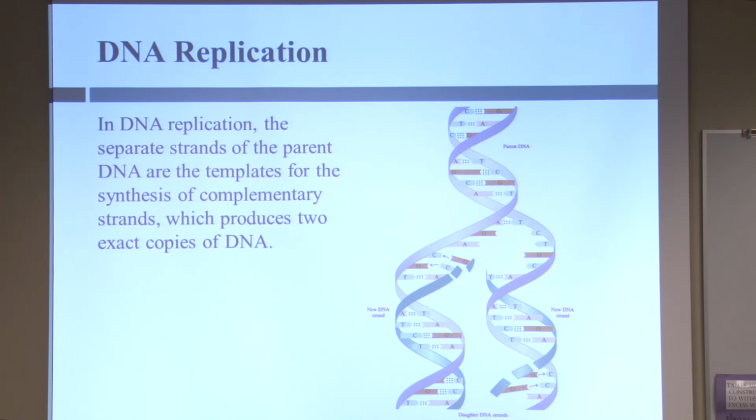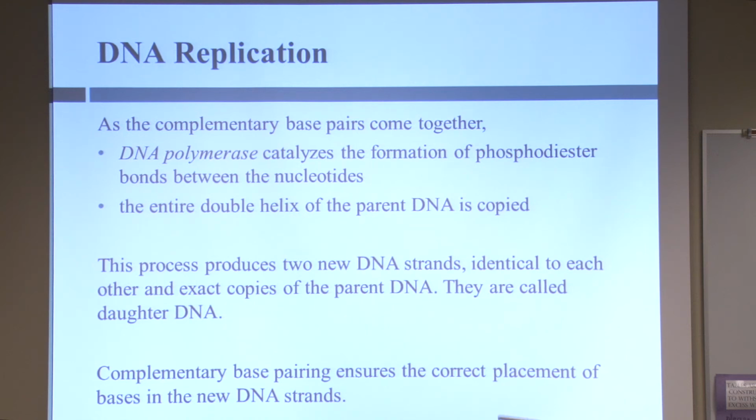This happens during cell division. And now all the information stored in these bases is transferred to the new strand. The DNA polymerase catalyzes the formation of the phosphodiester bond between the nucleotides. The entire double helix of the parent DNA is copied. This process produces 2 new DNA strands identical to each other, exact copies of the DNA. They are called daughter DNA.